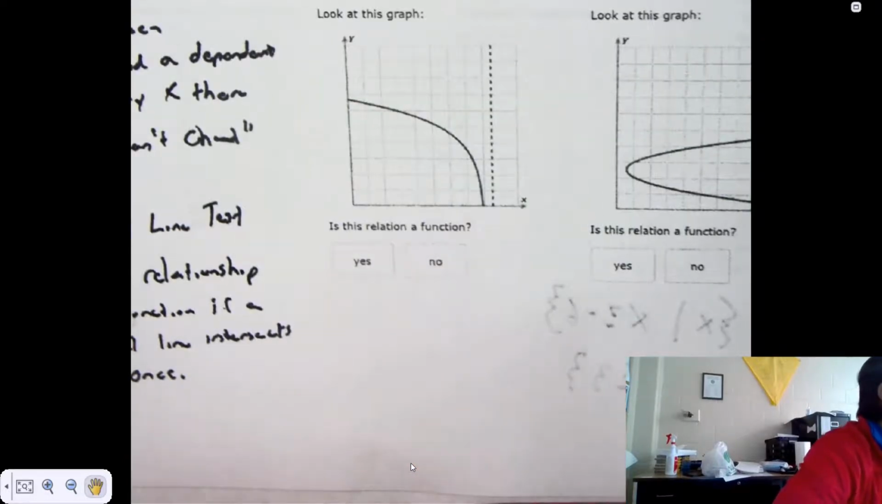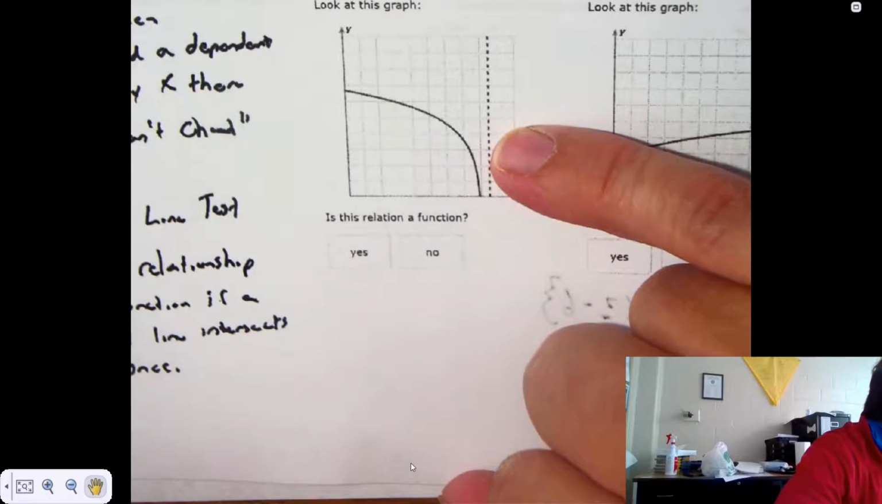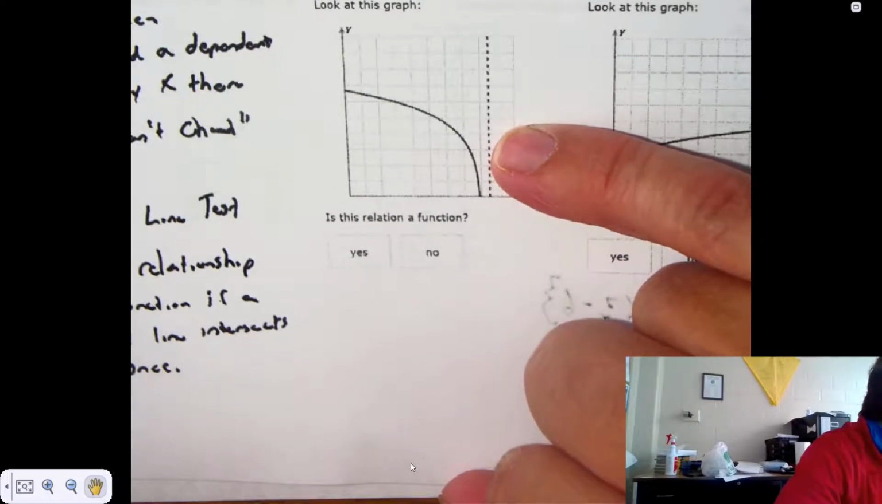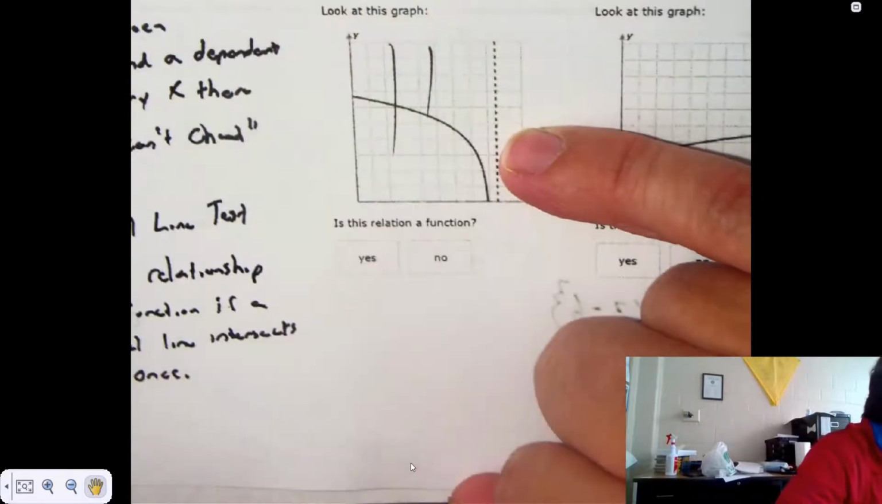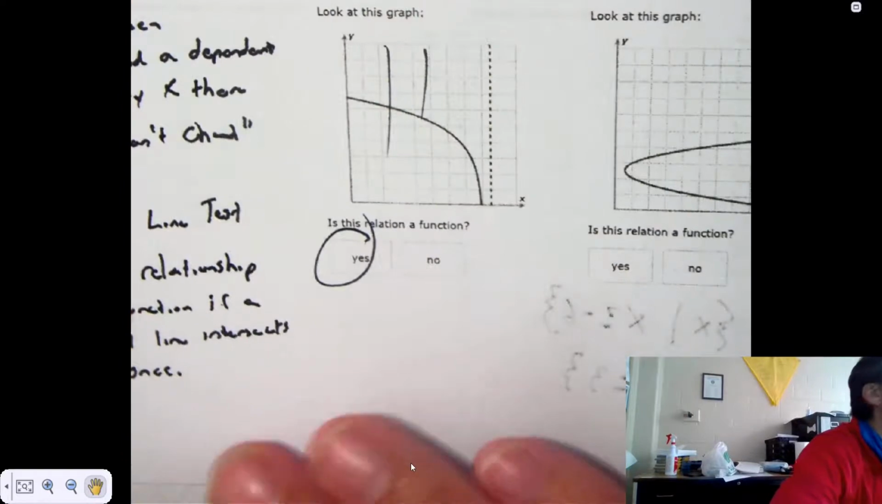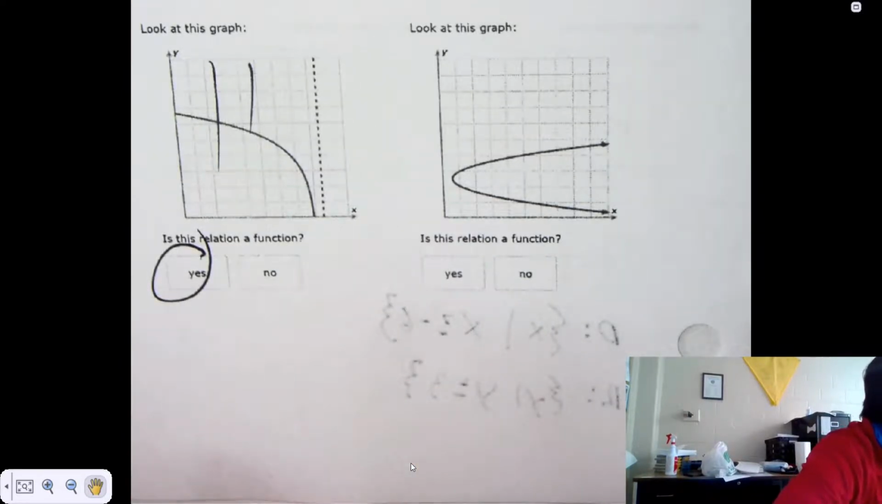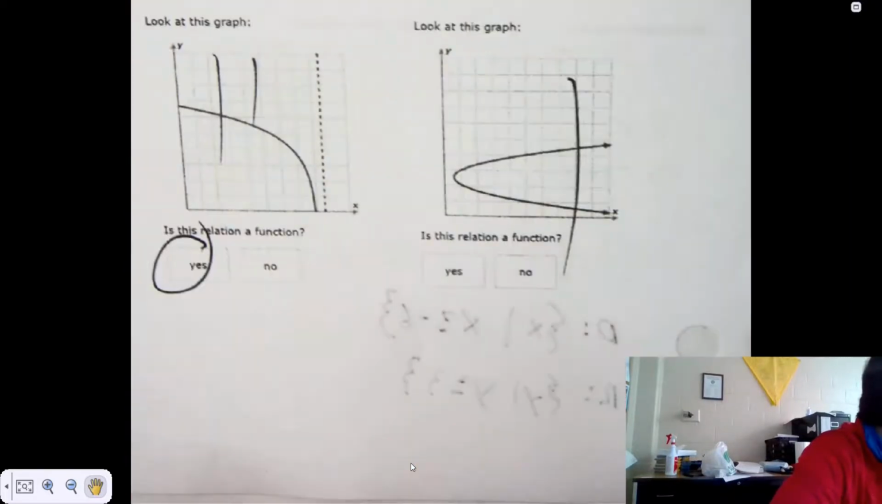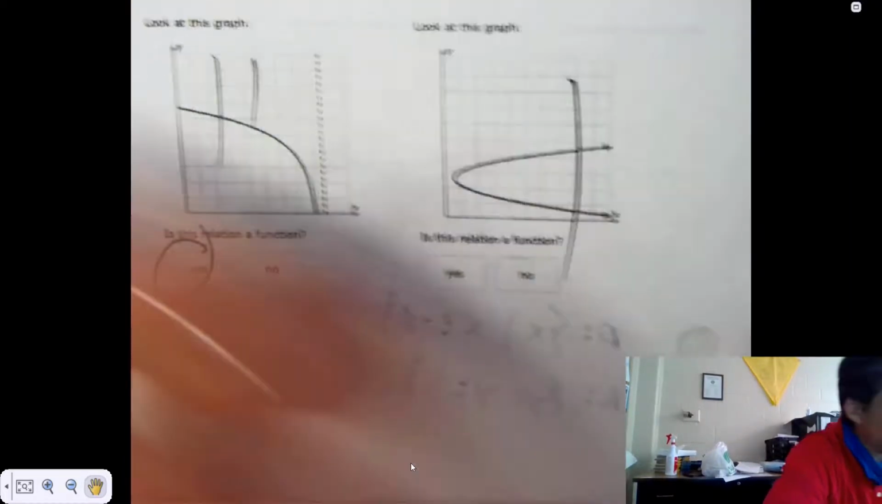How about this guy? Is that a function? Bren says it is. He's right. Some of you are seeing that dashed line and everything just went crazy and dark. It's a function. That's an asymptote. Who cares? This is a function. Vertical lines only hit it once. So yes. Is the next one a function? No, it gets hit twice. X is cheating. It has two y values.